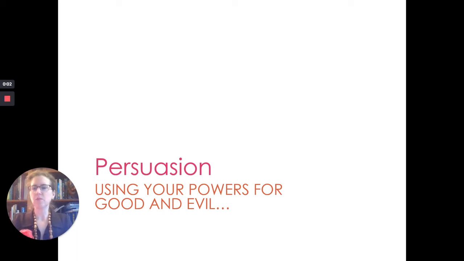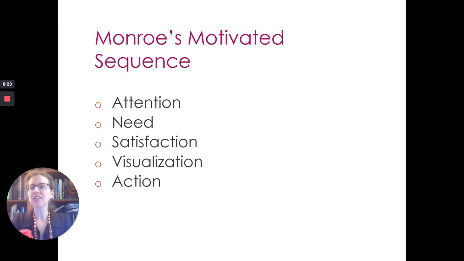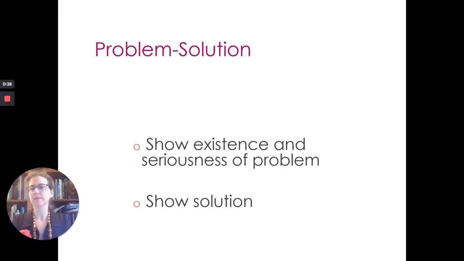As some people have pointed out, there's that fine line between persuasion and manipulation. I always call persuasion using your powers for good and evil, or using your powers for good or evil. We've already talked about Monroe's motivated sequence. So those 5 steps we take when we're constructing an argument to persuade someone or a group of people to do something: attention, need, satisfaction, visualization, and action.